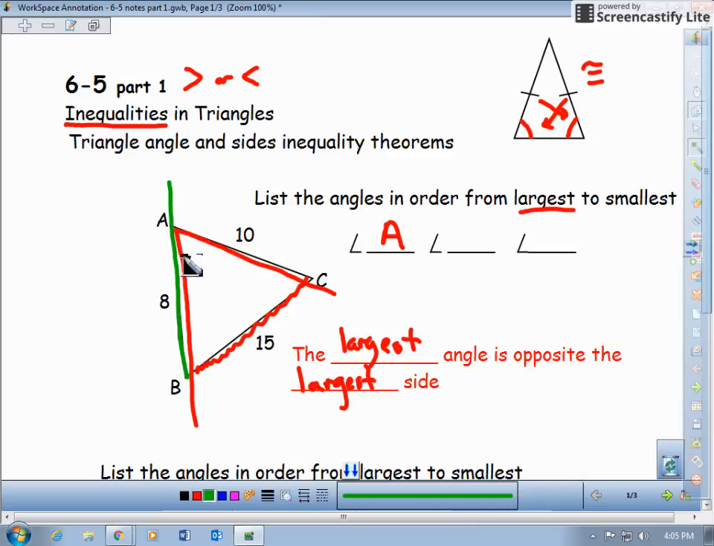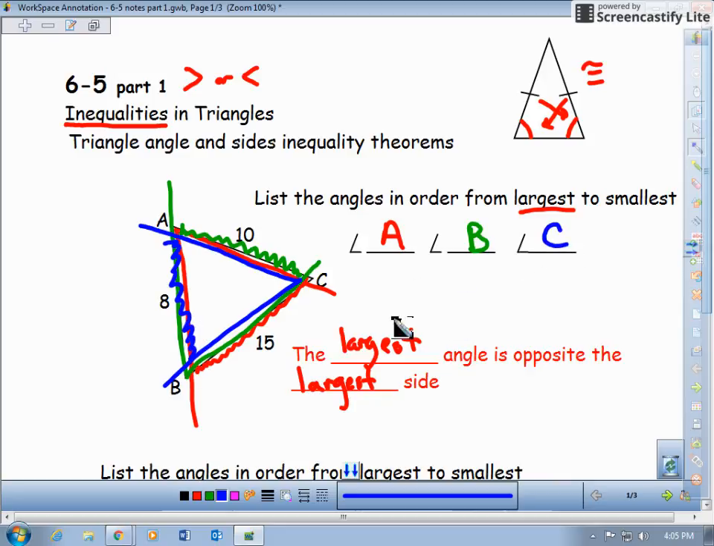Notice angle B has to open up and eat a side that is 10. And 10 is not quite as big as 15, but it's a little bit bigger than 8. So angle B would be our next largest angle. And then our smallest angle here would be angle C. Notice angle C only has to eat a side that is 8. And so angle C would be our smallest angle.